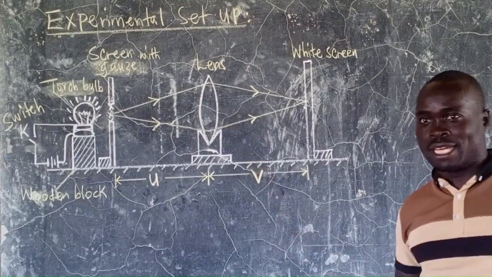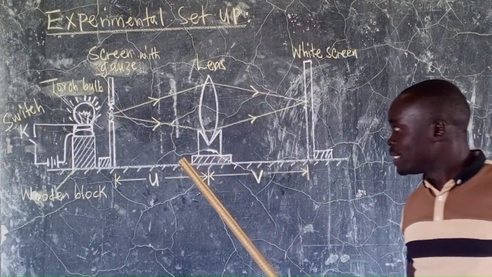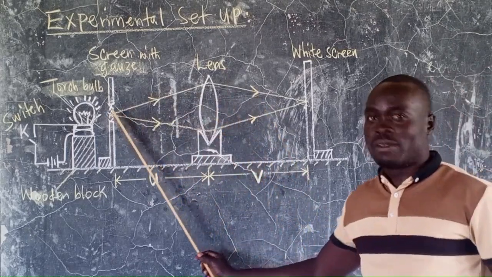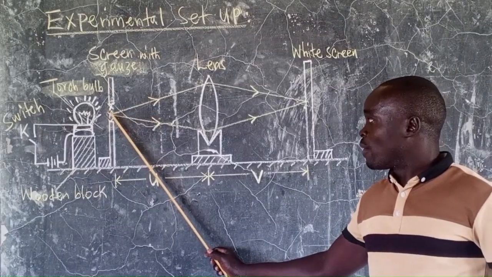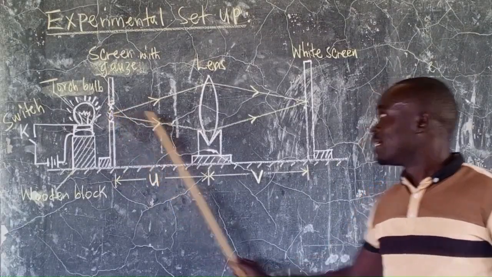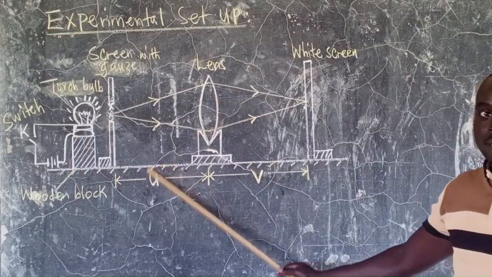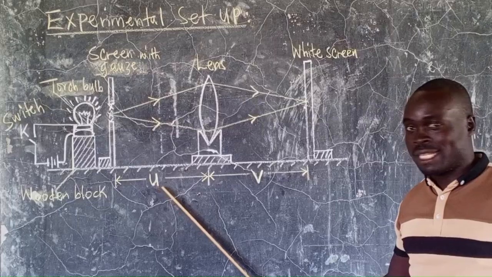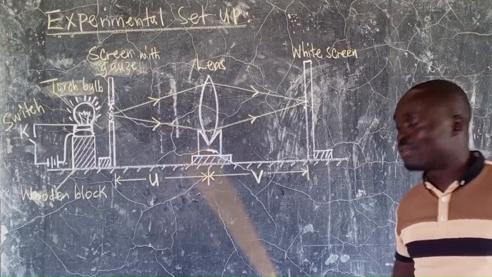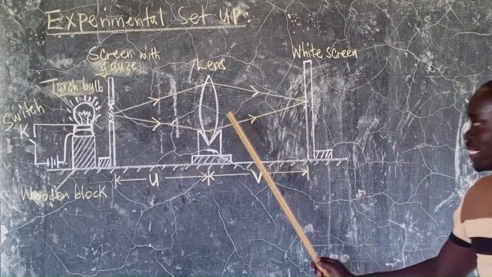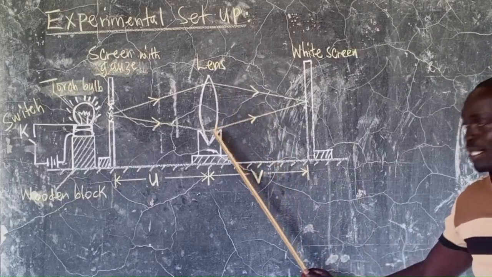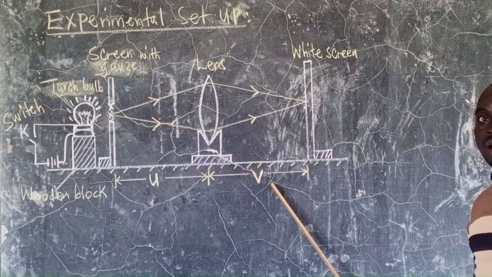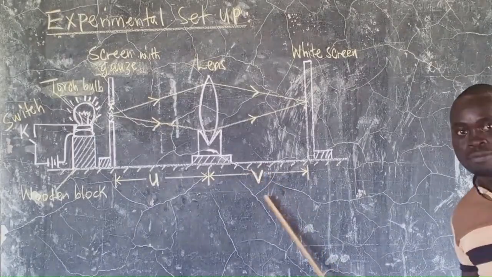Then also we shall see that in the experiment, as we shall be performing, the distance between our wire gauge, which is taken to be the object, and the lens, this distance we give it to be u, which is the object distance. Then the distance between the lens and the white screen, that distance is our image distance.